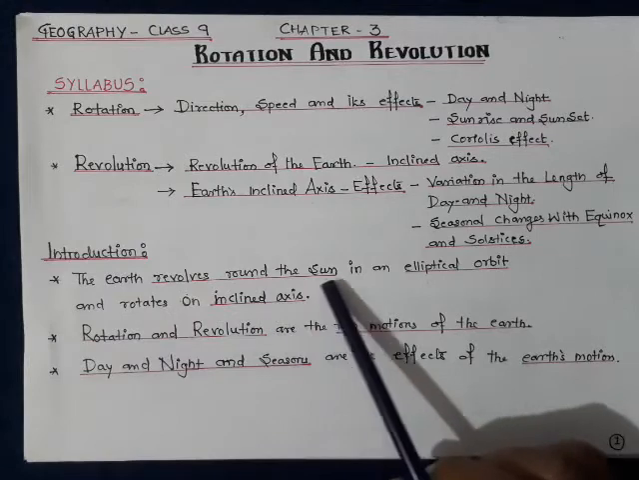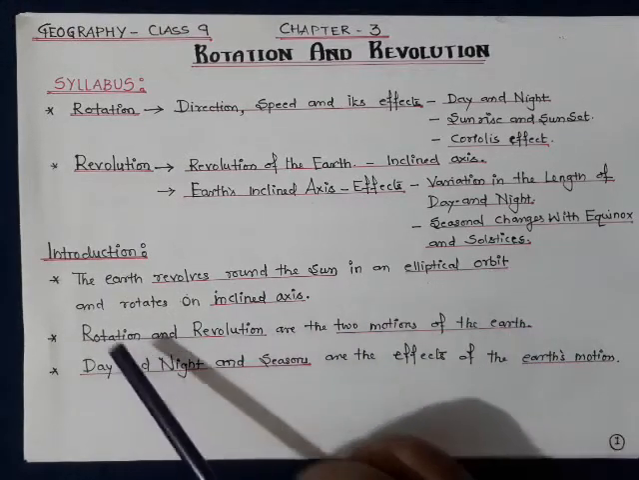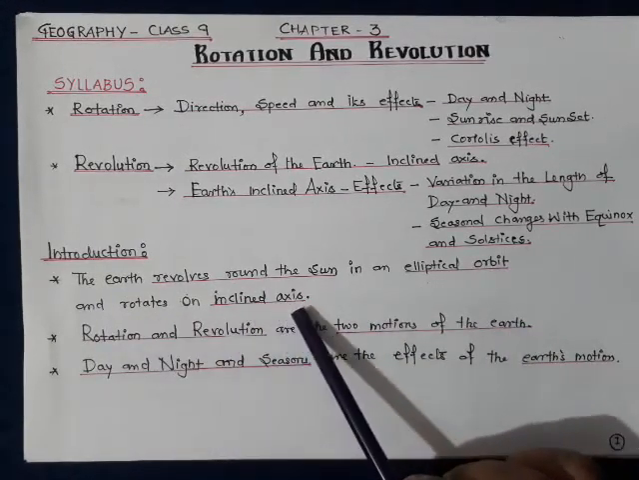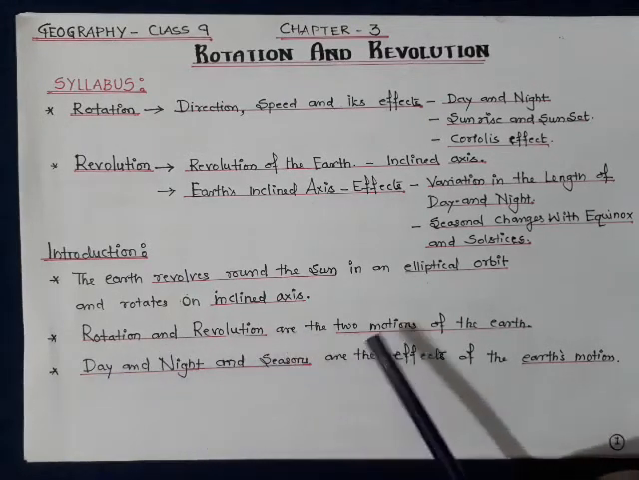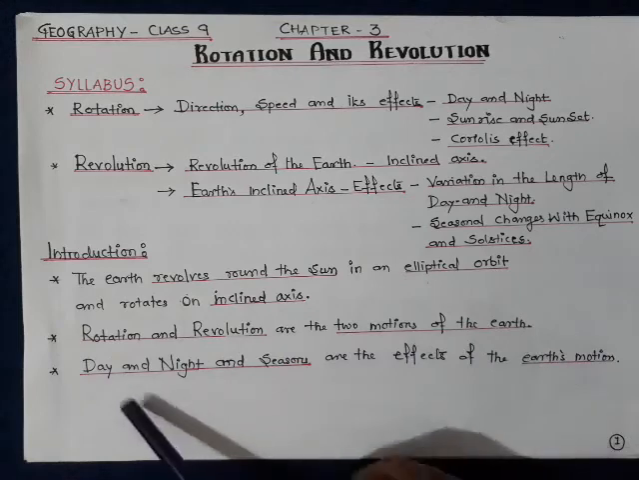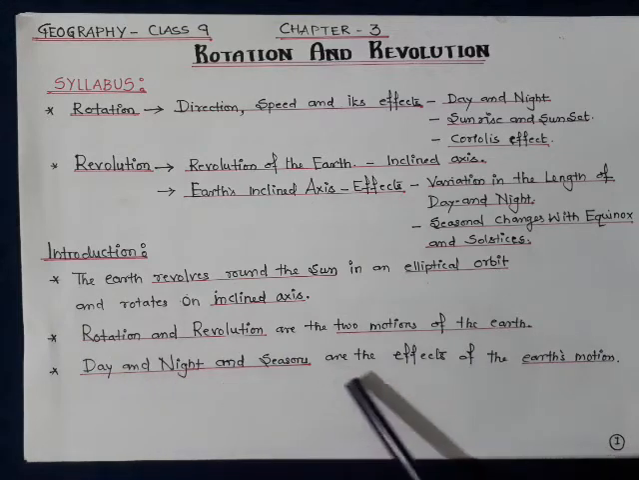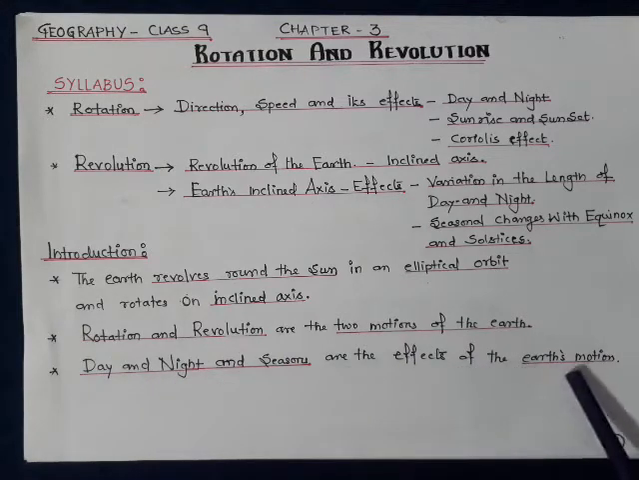Earth revolves around the sun in an elliptical orbit and rotates on its inclined axis. Rotation and revolution are the two motions of the earth. Day and night and seasons are the effects of the earth's motion.